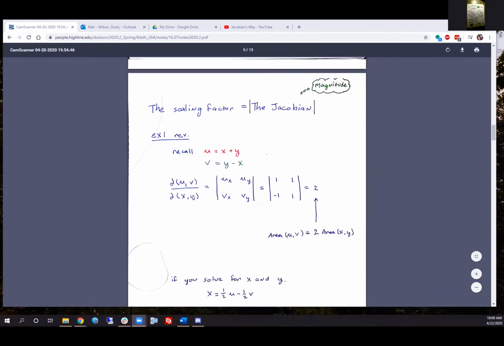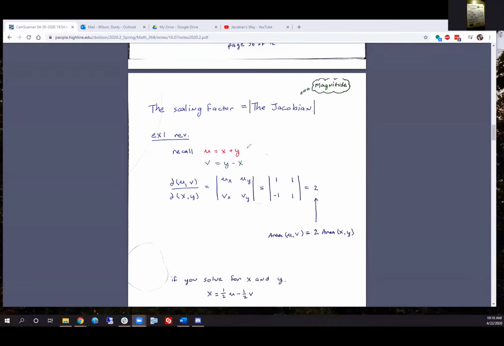So to find the Jacobian, we remember that our u is x plus y and our v is y minus x. And the formula for the Jacobian of uv with respect to xy would be the partial of u with respect to x, partial of u with respect to y, partial of v with respect to x, partial of v with respect to y. And then, does anyone remember what those little bars represent in this case? It's a determinant. That's a determinant, exactly.